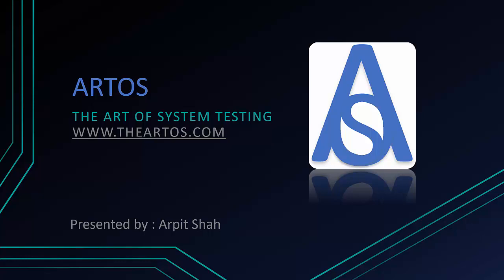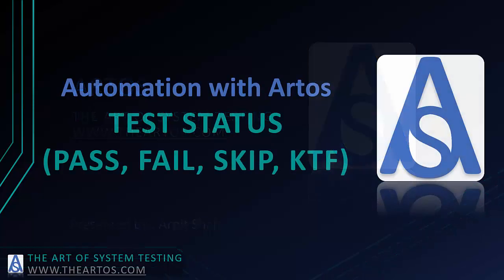Hello guys, welcome back. Today we are going to talk about Artos test status. So Artos supports four different kinds of test status. As you can see on the screen, those are pass, fail, skip and known to fail.